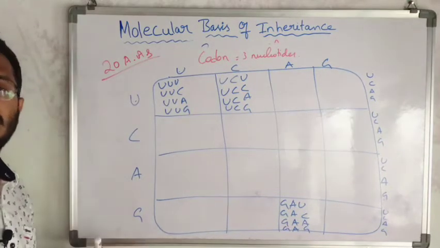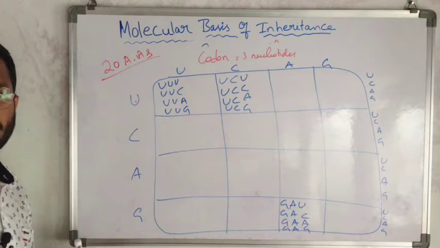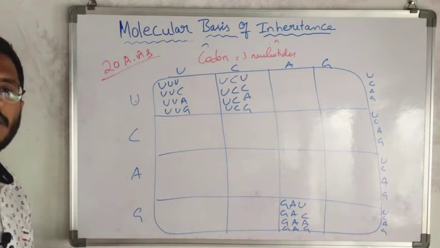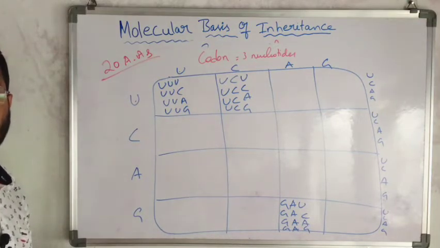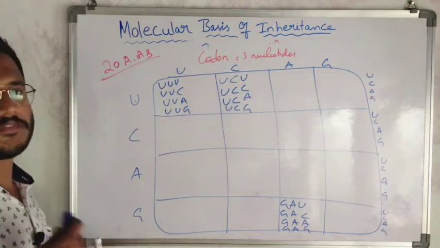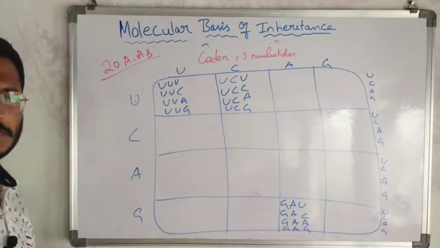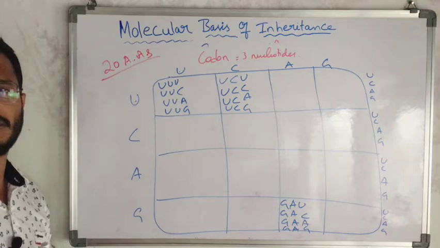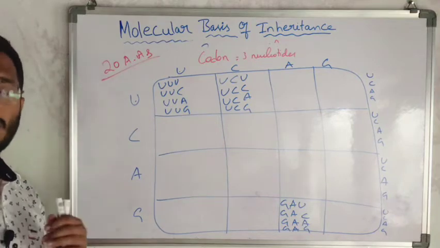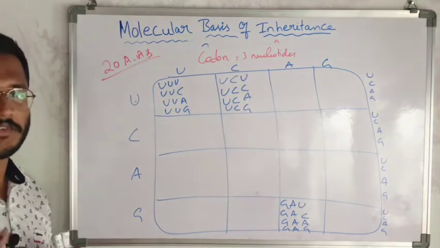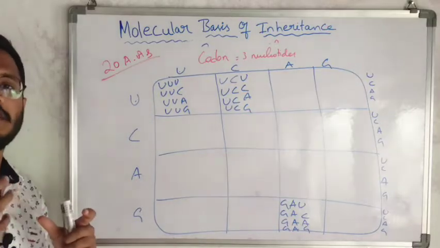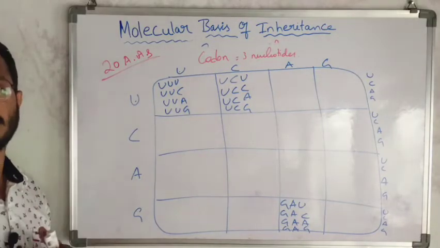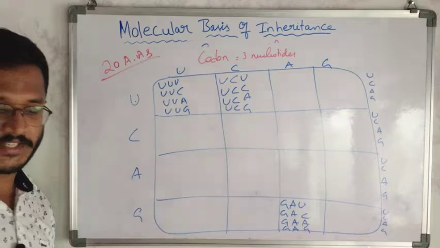And from the codons, the amino acids will be formed. And from amino acids, we have proteins. And what is the importance of these codons? What is the importance of this genetic code? How they will form, we will see in the process of translation. But now we are discussing the importance of the codons. What is the specificity?